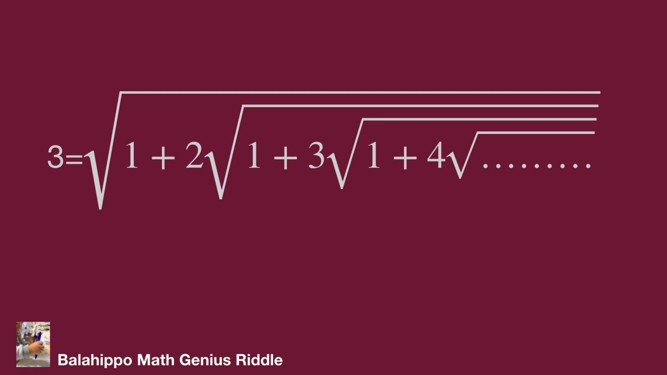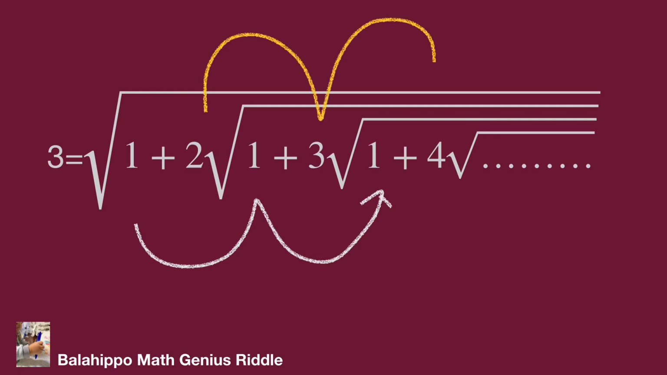At first, let's find the pattern. 3 equals the square root of 1 plus 2 times the square root of 1 plus 3 times the square root of 1 plus 4 times the square root of... There's 1 plus another square root in each square root. And in the next net, there is 2 times a square root. Next net, increase the number by the number difference 1. So 3 times square root, then 4 times square root, and so on.